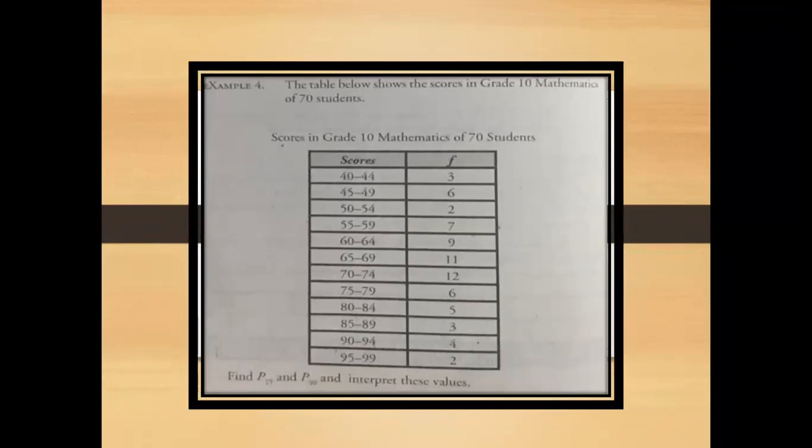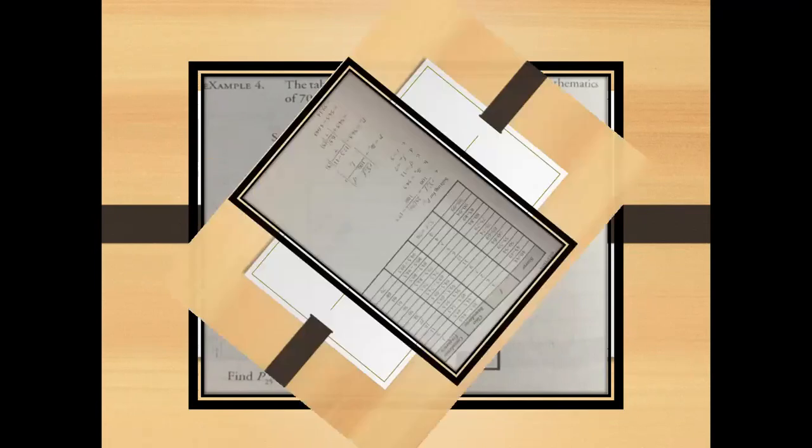Okay, so example, the table below shows the scores in grade 10 math of 70 students. Specify po dito na 70, so i-check natin kung 70 nga po ba ito. And these are the data. 40 to 44 daw na score, tatlo ang nakakuha. So, 45 to 49 ay 6. Ayan. And then, ang ating hahanapin is 25th percentile at 90th percentile. Then, interpret the values.